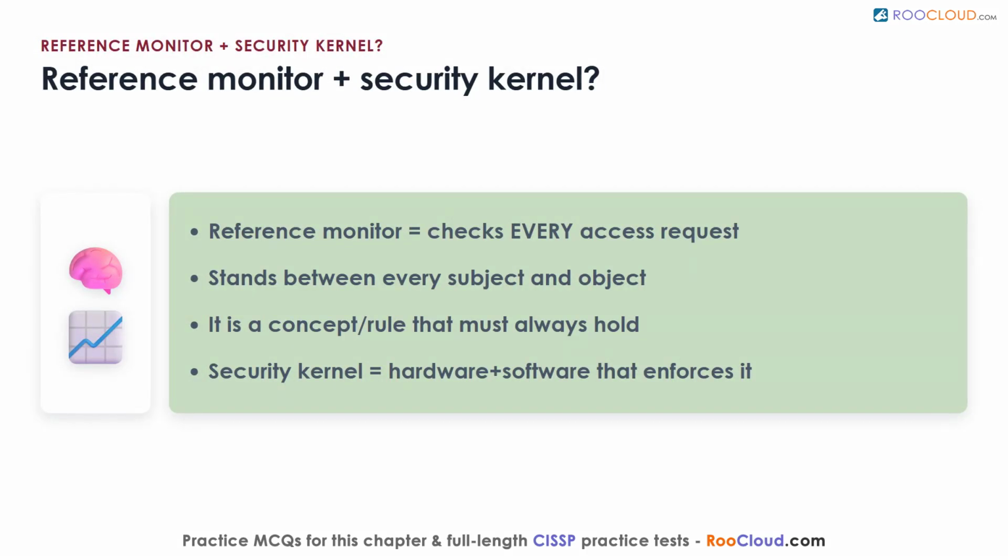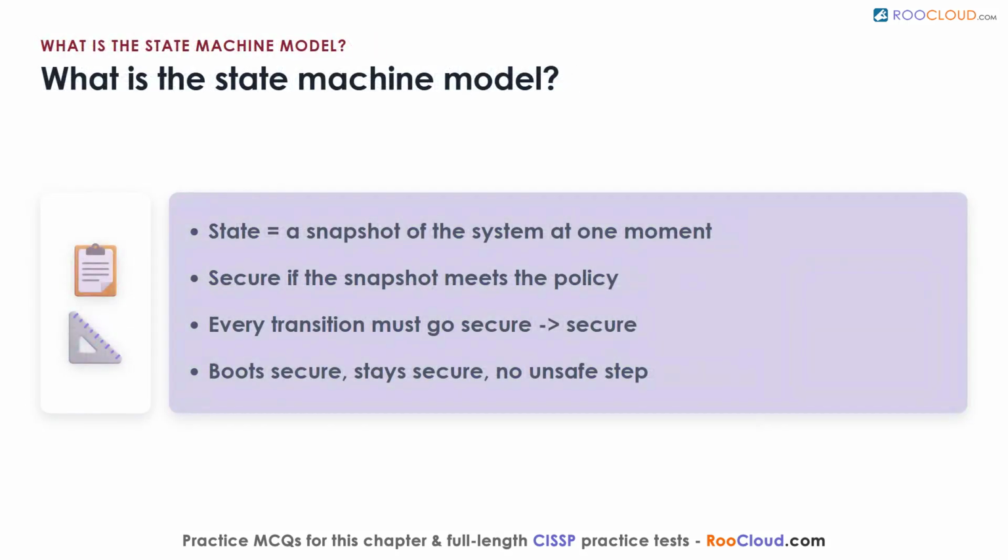Think of a nightclub. The reference monitor is the strict policy that everyone gets checked, and the security kernel is the bouncer who actually enforces it at the door. What is the state machine model?